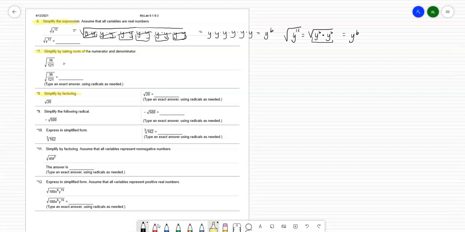Find the square root of 36 over 121. Now, when we're dividing a radical, we simply take the square root of the numerator and the square root of the denominator. And it just so happens in this case that both 36 and 121 are perfect squares, right? So 36, which is 6 times 6, is a perfect square, and 121, which is 11 times 11. So the square root of 6 times 6 is 6. The square root of 11 times 11 is 11. So 6/11 is the answer.